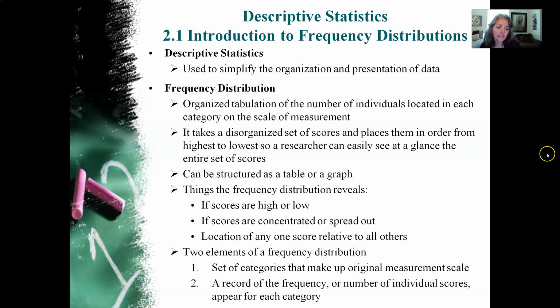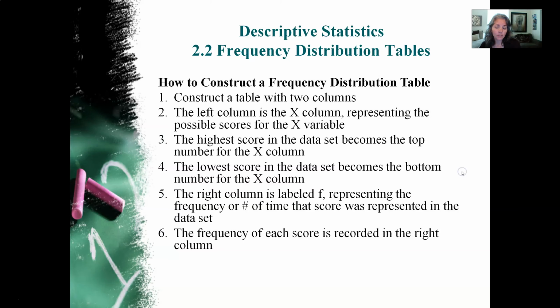What you're going to see throughout this chapter is that there are two different types: a frequency table and a frequency graph. When we're talking about frequency tables, it's just columns and rows, right? It typically has two columns, one for the X value, which is the range of data points that occur in the data set, and then the F column, which is the frequency, or how many times that data point occurs in the data set.